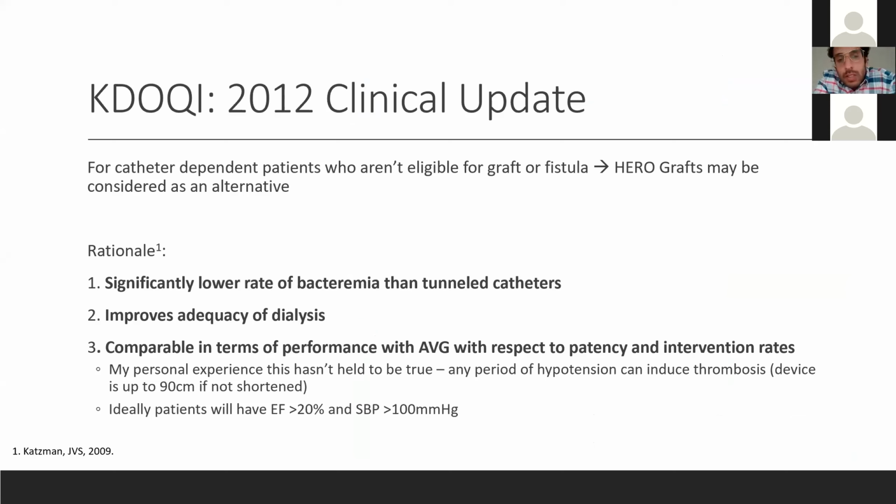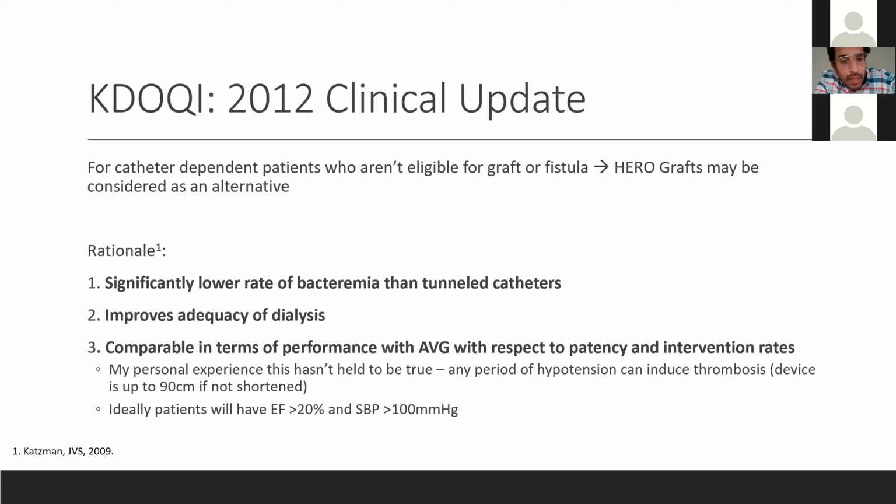And since 2006, they published a clinical update 6 years later. And the focus was really, again, to try to get patients away from catheters and more towards shunts, whether that was fistulas or grafts. And again, the preference was for fistulas. But they did kind of talk about the concept of having hero grafts considered as an alternative.